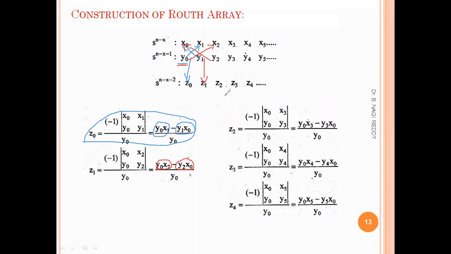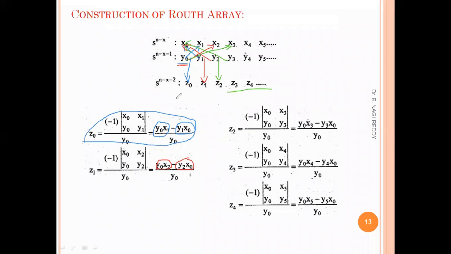Then what about Z2? Don't look at the formula directly. By yourself you can estimate this Z2, that is Y0 into X3 minus Y3 into X0, because the first row will always be there with Y0. You can see here Y0 into X3 minus Y3 into X0, divided by Y0. So this is how we can construct the Z2 element. Like this we can construct this row.